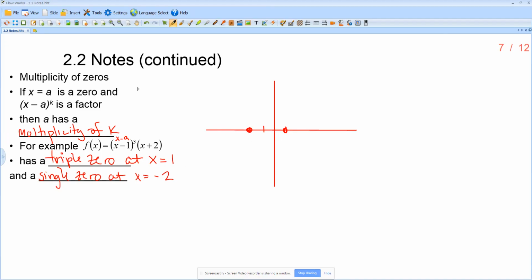Looking at the overall degree of this function, the overall degree is 3 plus another 1, so the degree is 4. Then I look at that leading term. The leading term is positive. So I know that this is something of degree 4. That's positive, so it has that basic parabola-looking shape.